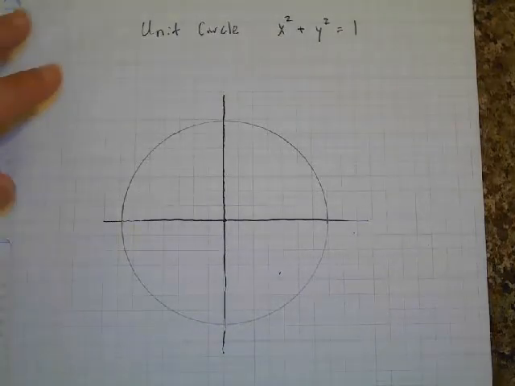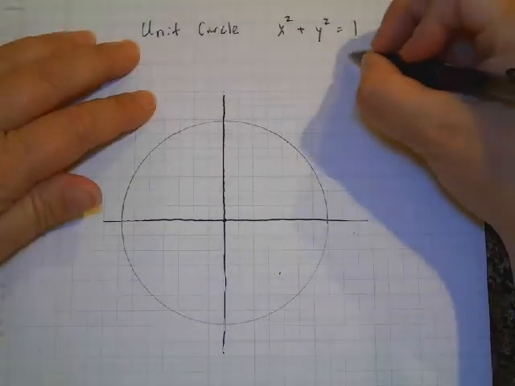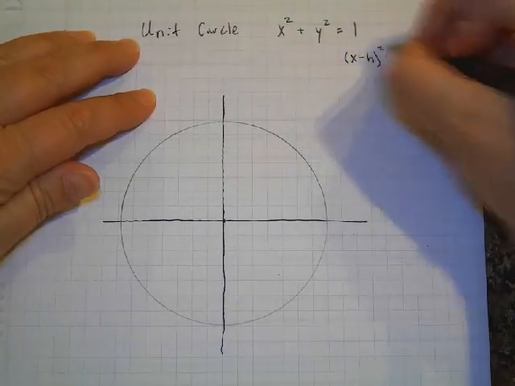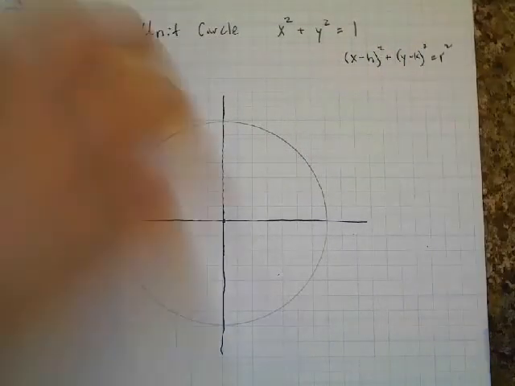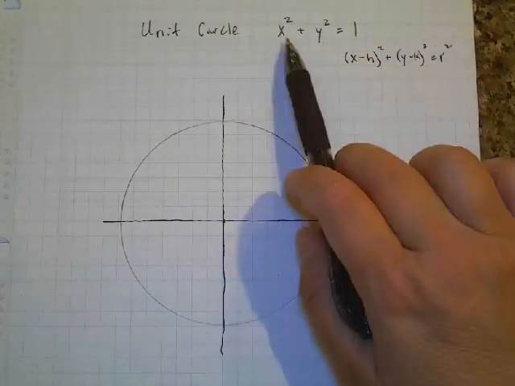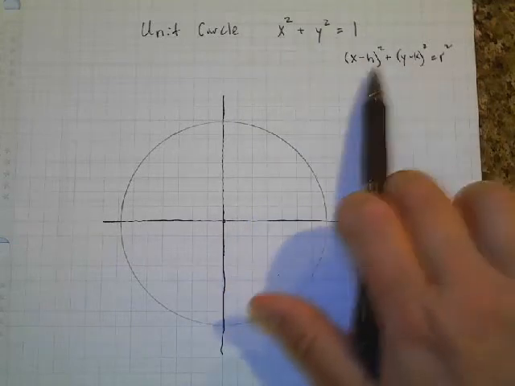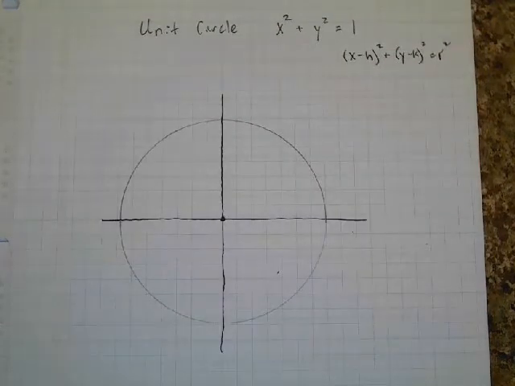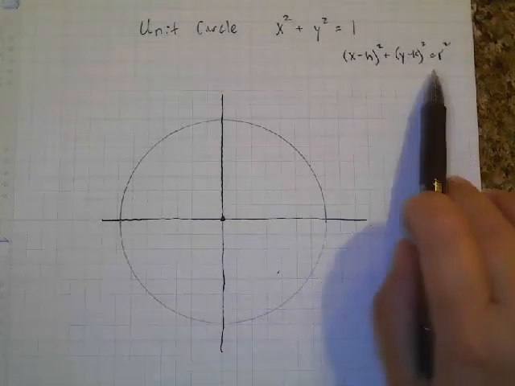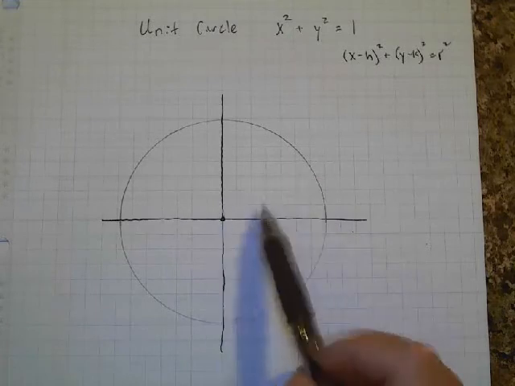But the unit circle has an equation of x squared plus y squared equals 1. And if you'll remember, the equation of any circle is (x minus h) squared plus (y minus k) squared equals the radius squared. Since we have nothing with the x and the y, and h and k represent the center, the center of the unit circle is at (0, 0), the origin. And since this is equal to 1, that means that the unit circle has a radius of 1. So anywhere from the center to the edge of the circle is going to be 1 unit.